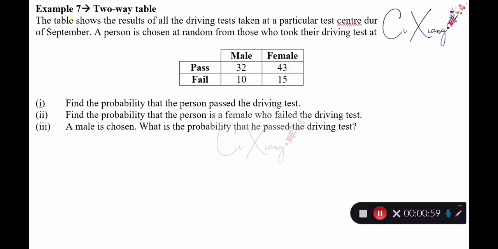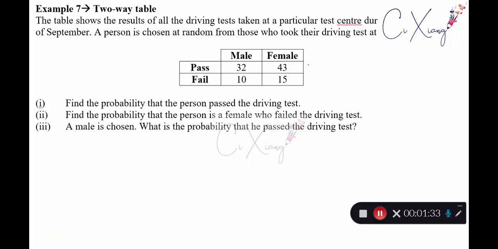Alright, so we can discuss example 7 now, how to use a two-way table to find the probability. This table shows the result of the driving test according to gender and also according to the result, whether they pass or fail. After that, they want you to answer the question.